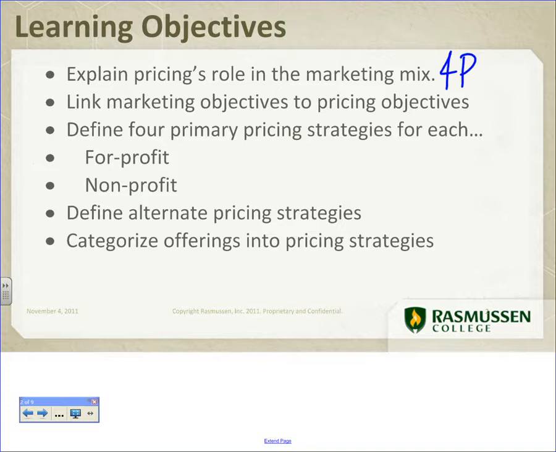Secondly, we're going to link the marketing objectives that we've been talking about to pricing objectives. Although these are 2 separate things, pricing objectives directly go to support marketing objectives. We'll also be defining 4 primary pricing strategies for each for-profit businesses and nonprofit businesses. It's important to note that nonprofit businesses need to pay attention to their pricing strategies as well. They are just looking at a different marketing outcome or a different business outcome.